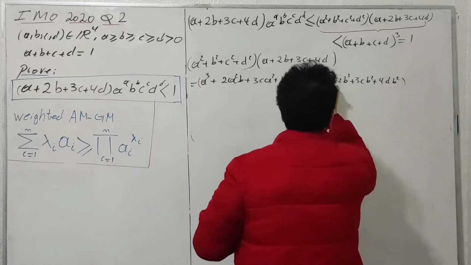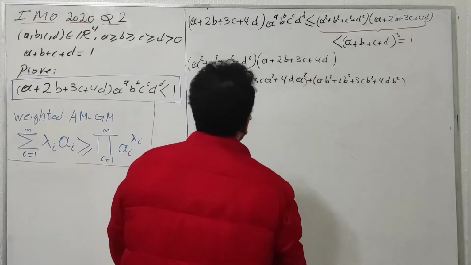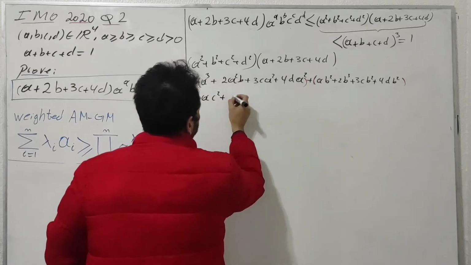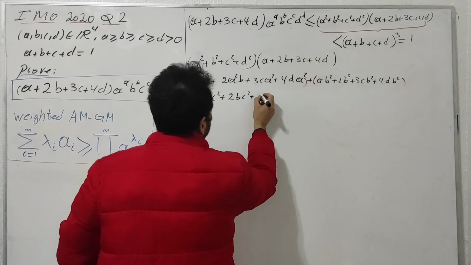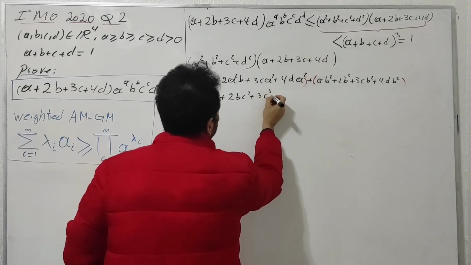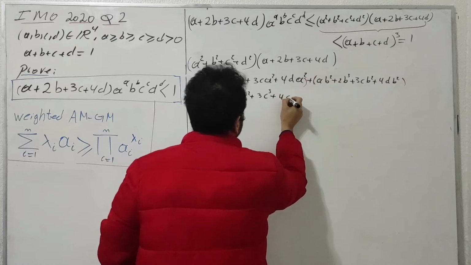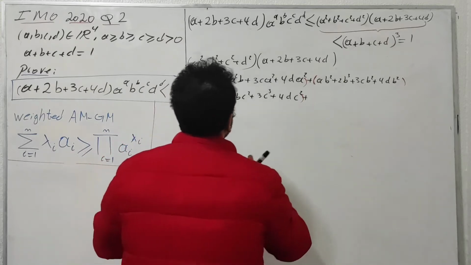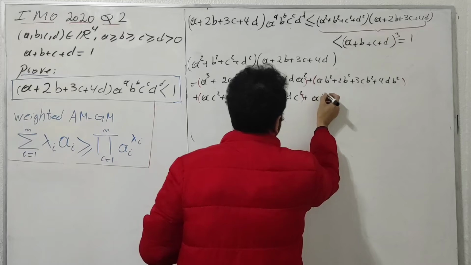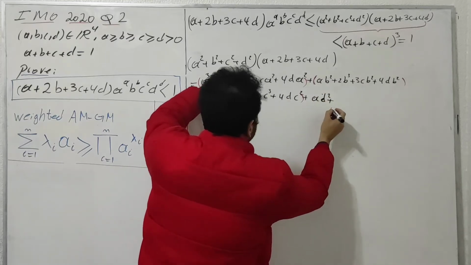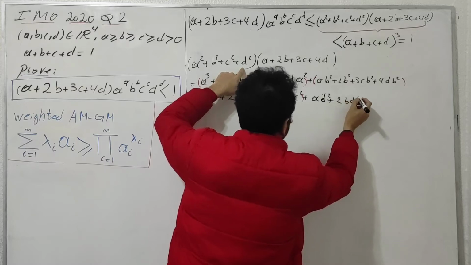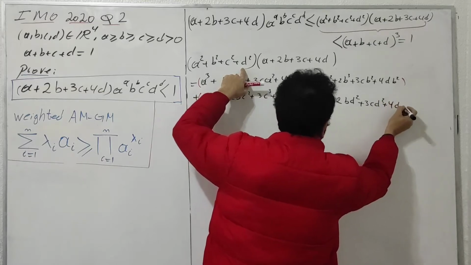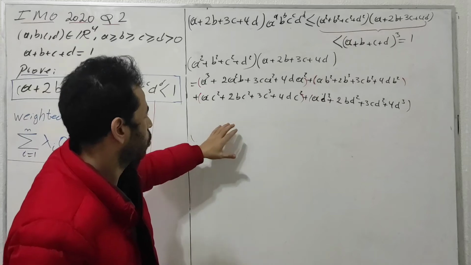I finish with the second term and start with the third term. I will have a c² + 2bc² + 3c³ + 4c²d. I finish with the third term. Now the fourth term: a d² + 2b d² + 3c d² + 4d³. Okay, I have all the terms distributed.